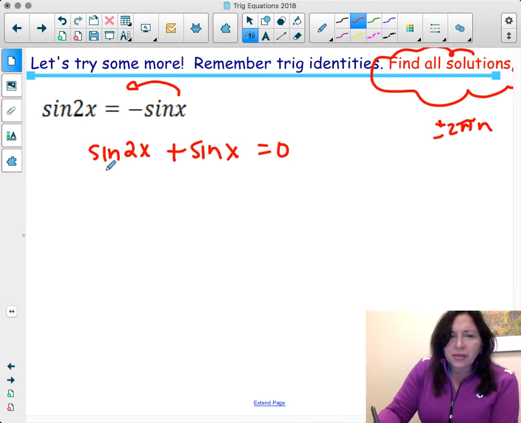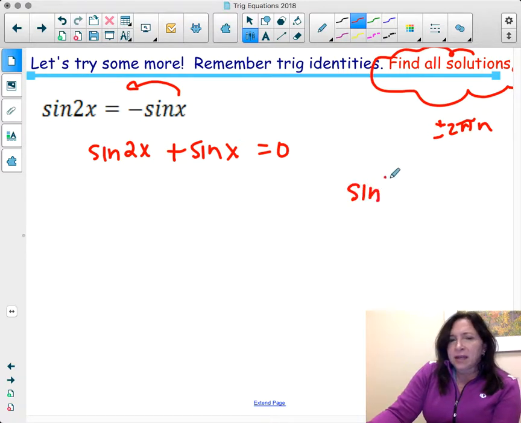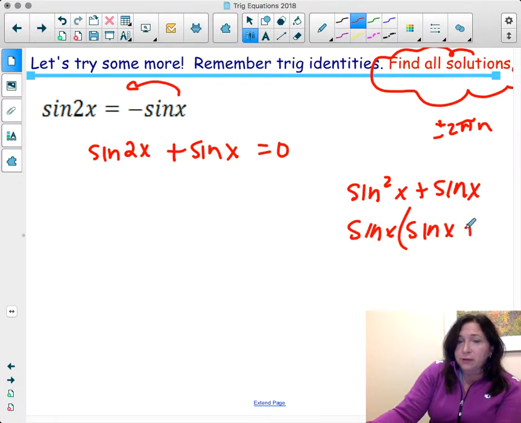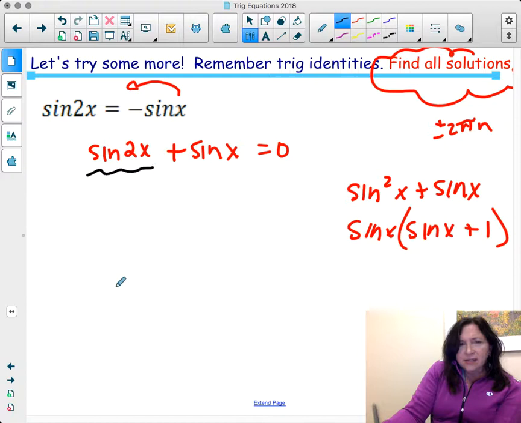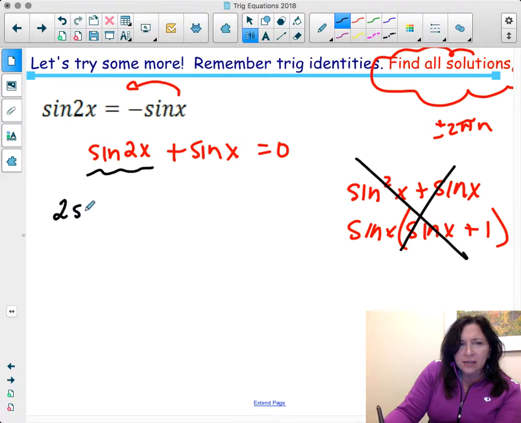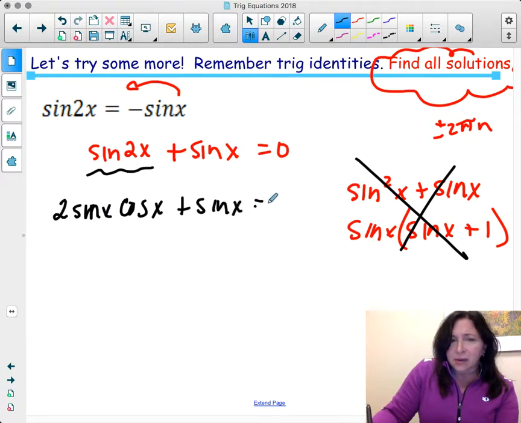Now, I don't want you to think that I can factor out a sine because you cannot. I mean, if I had sine squared of x plus sine of x, right? Then I can take out a sine of x, okay? And then I'd still have a sine of x left plus 1. That is not the same thing as this. If you notice right here, that's a double angle, okay? That is not this. And so you can't do this for this problem. For this, you need to take sine of 2x and change that into 2 sine x cosine x, which is our double angle formula, plus sine of x, equals 0.